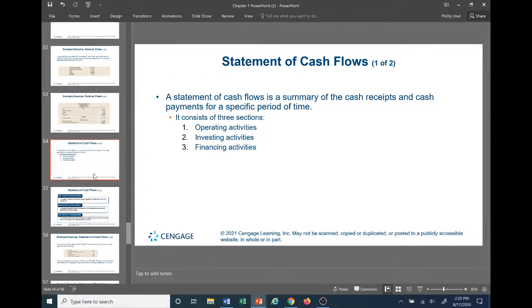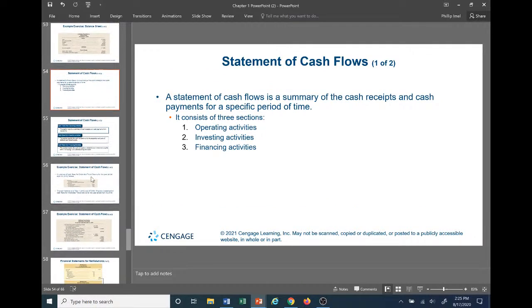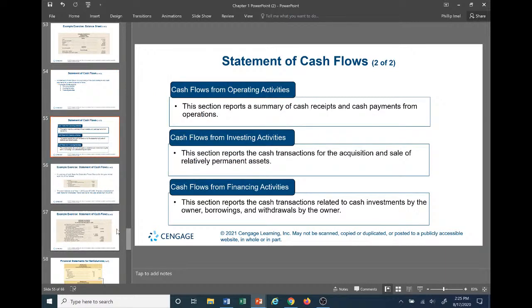Okay, next let's talk about the statement of cash flows. A statement of cash flows is a summary of the cash receipts and the cash payments for a specific period of time. The statement of cash flows is going to consist of 3 sections. We have the operating activities, investing activities, and financing activities.